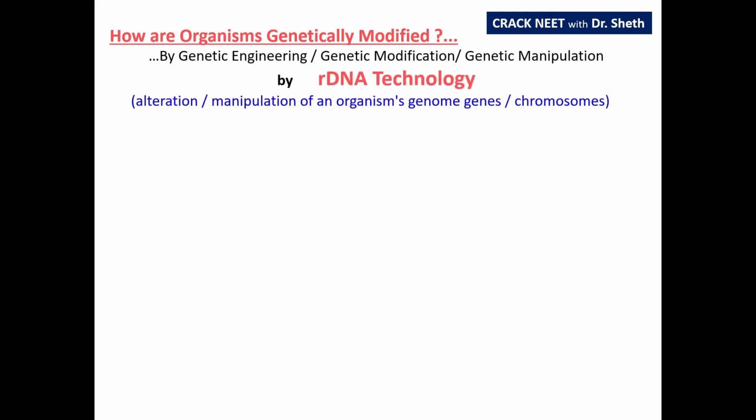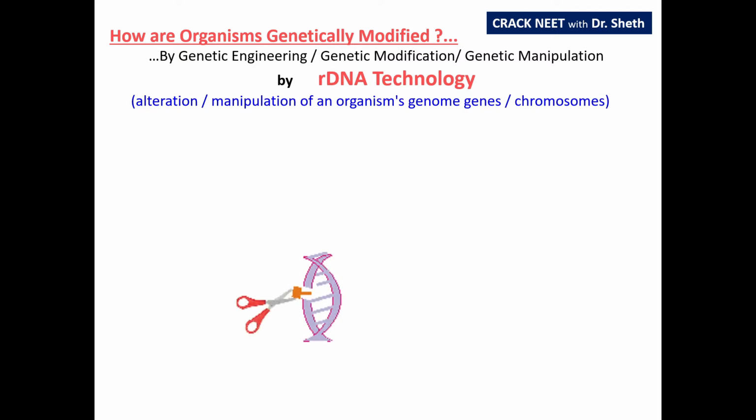How can organisms be genetically modified? So let's see this process. This is done by a process called genetic engineering or genetic modification or genetic manipulation. And we're going to do this by the rDNA or the recombinant DNA technology. We're going to study this in detail. Here, the genome or the DNA of the organism is either altered or manipulated and changed, which we have seen in the previous slide. In this chapter, we're going to see how it is done.